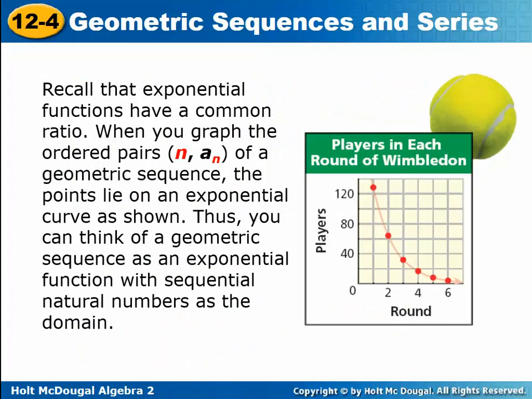Here's a graph of that tennis situation. As you graph it, you can see that it starts to decrease rapidly at first, and then it kind of levels off. This is an exponential function model. So geometric sequences have exponential models or graphs that are exponential. So you can think of these as an exponential function with sequential natural numbers as the domain.